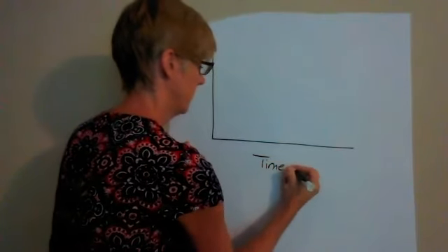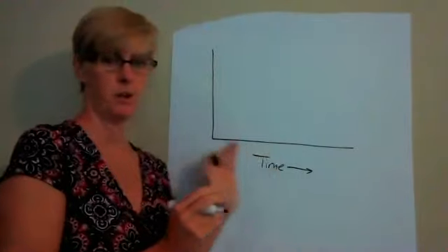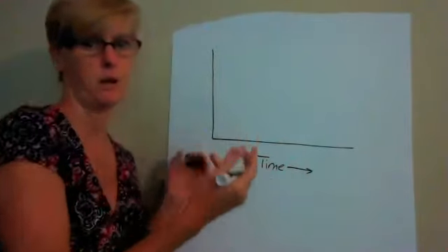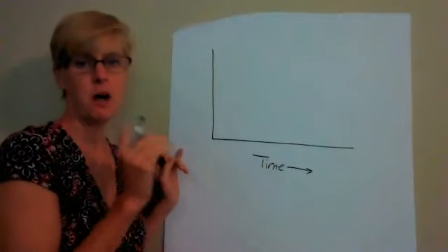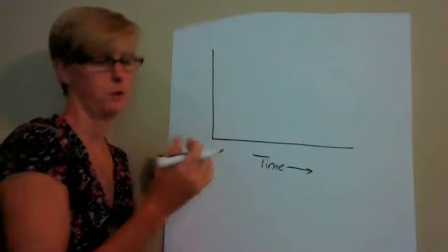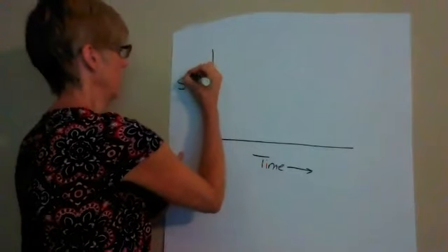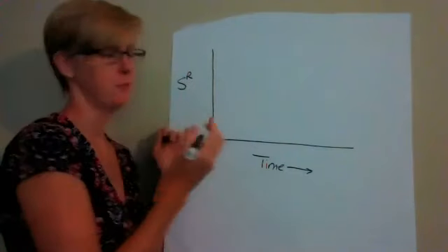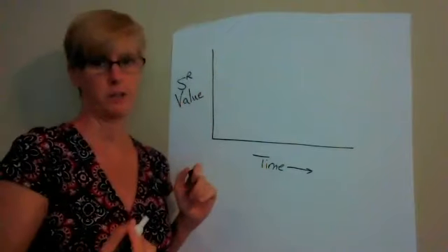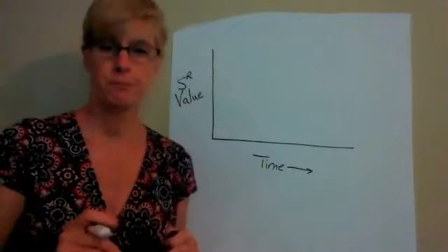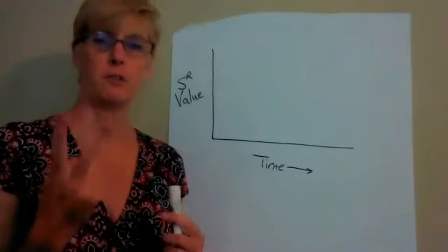Okay, and time is going that way, as we go this way, more time has passed. The y-axis is the value of a particular reinforcer. Okay, so I'm going to put S with a little r, which means reinforcer. Reinforcer value. Now, self-control basically involves when we have two choices.